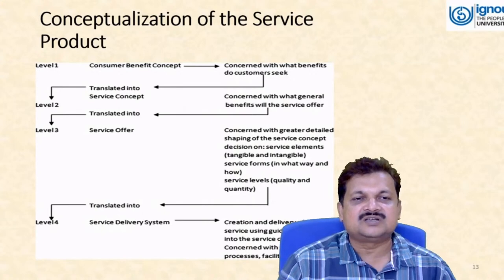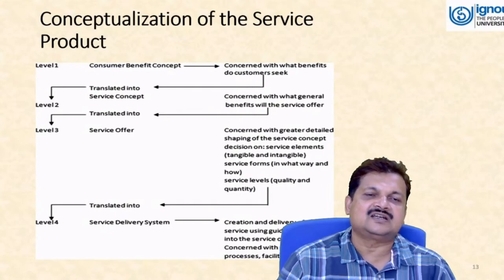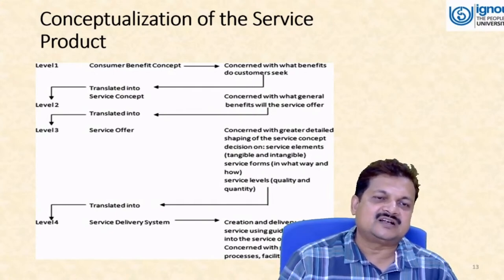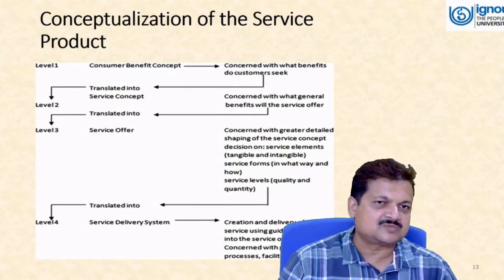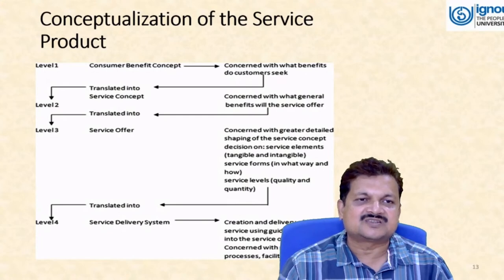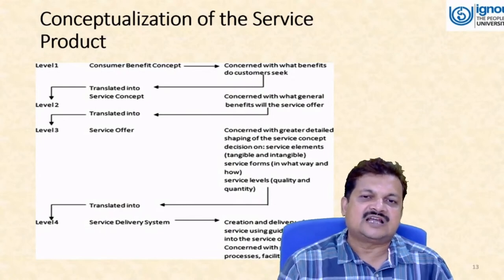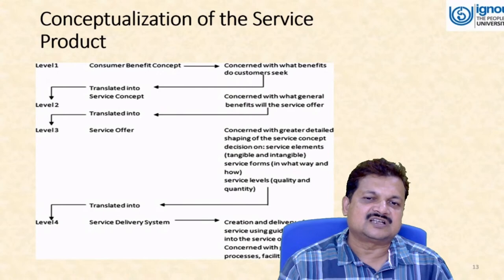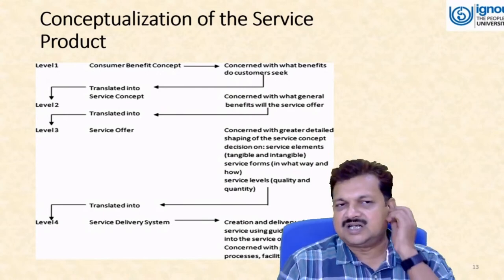Level 3 of the service offer is concerned with greater detail in shaping the service concept decision: service elements, tangible and intangible, service terms, in what way and how, and levels of quality and quantity. Here you are translating into a more materialistic concept. For tangible aspects, if it is a hotel, what is the quantity of food you are going to supply, what is the delivery time, what is the space required, what varieties of food you are going to give. These are all tangibles. The time consumption is intangible, how the people are going to give the services is an intangible component, and which places you are going to deliver to is intangible. Besides that, there is quality in food and quality in services.